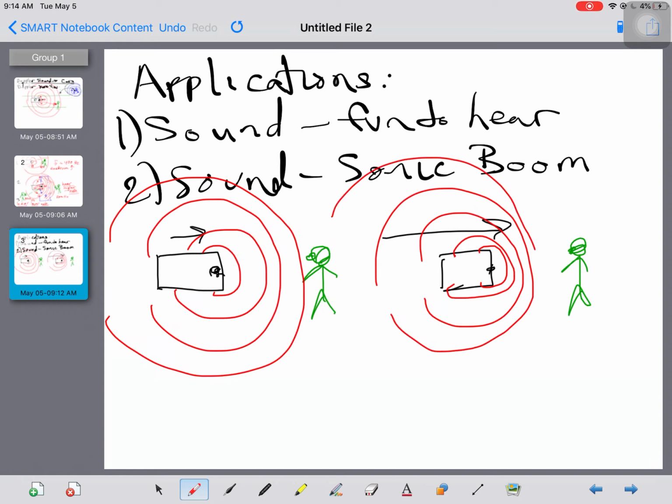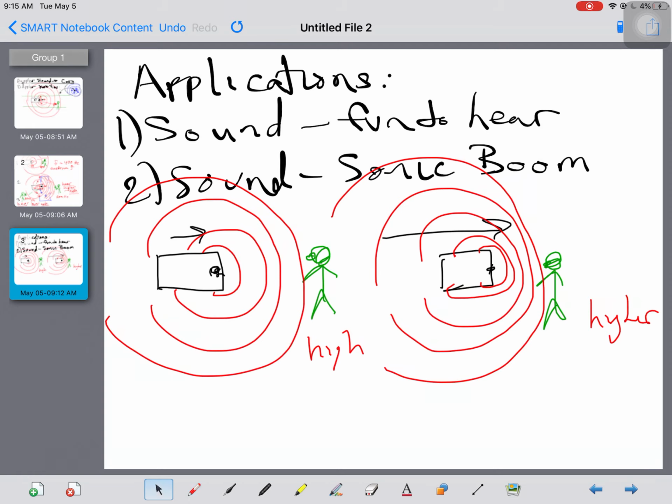And I should run out of little room for drawing here. But basically, the waves will be more crunched together. So in this case, you had a high note. In this case, you had a higher note. And then there's an extreme scenario.